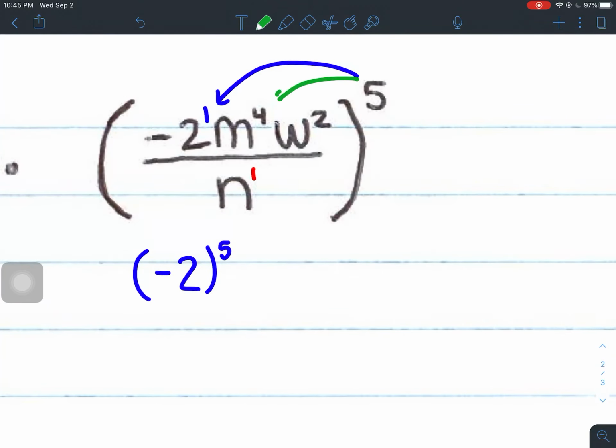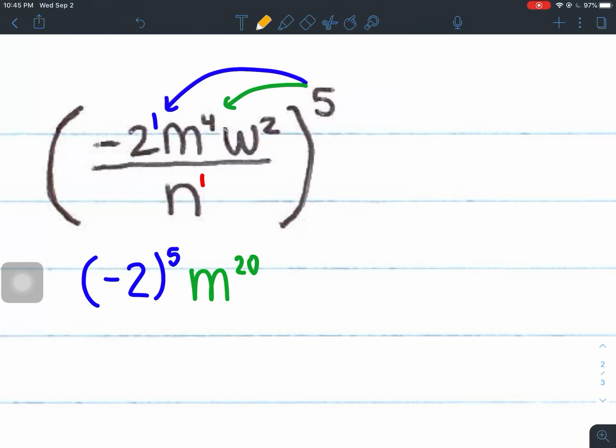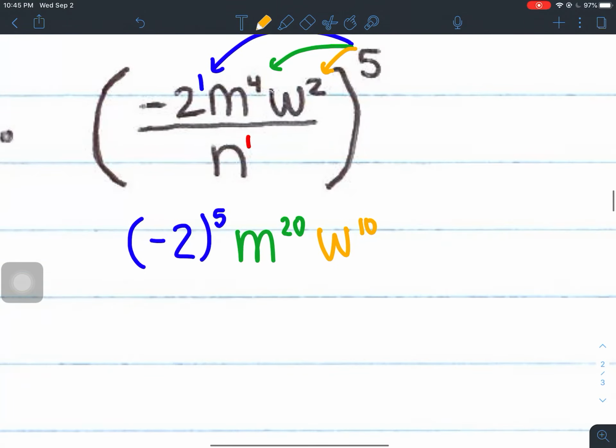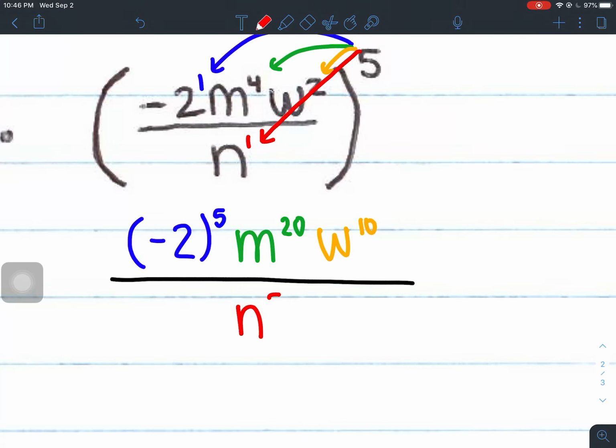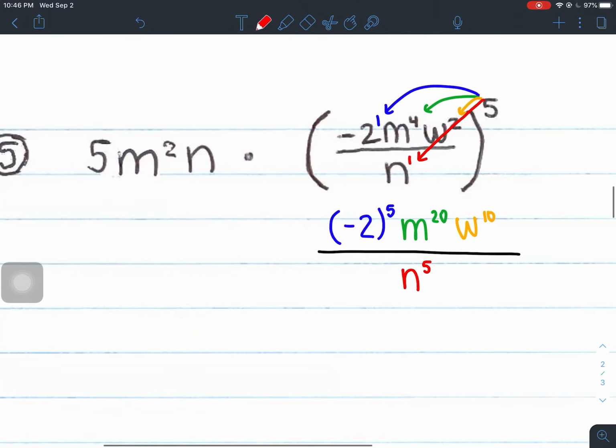All right, and I'm going to distribute the exponent to the m, so this would be m to the 20th. I am multiplying because I'm distributing, so 5 times 4 is 20. And then I would have w, 5 times 2 is 10. Go ahead and draw my fraction bar. And then I want to distribute, don't forget about the n, right? Because the n is a base as well, so you want to make sure you distribute it to that as well. So you want to distribute it to here. 1 times 5 is going to be 5. So this is what I have so far, and I'm going to go ahead and copy this on the other side because I still have this.